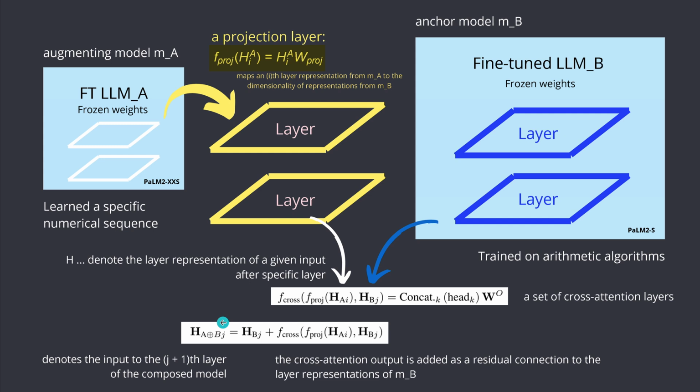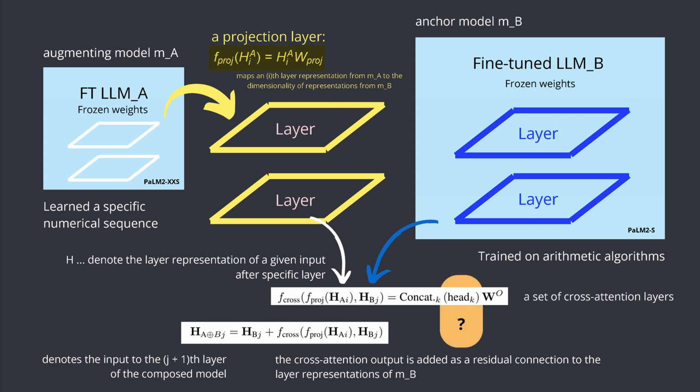And this in total is the input to the next layer, to the J+1th layer of our composed model. And so we go through the layers. So you see, it is rather easy. The idea is simple. We project to have a comparable dimensionality of the architecture of our layers. And then we just use the cross-attention layers with learnable weights. And we have then a training data set, and the model learns this composed model from model A and model B.